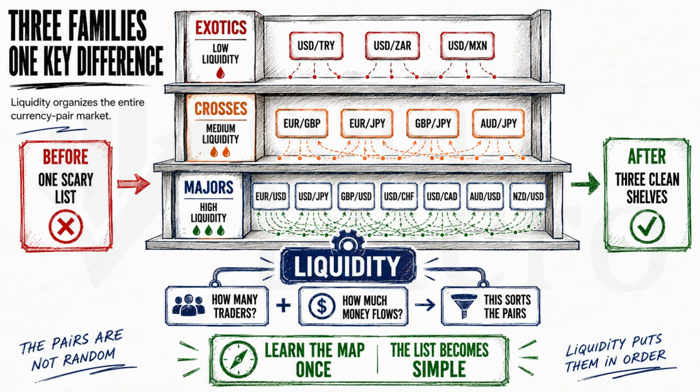So let's start with the good news, because it takes a lot of the fear out of that long list. Those pairs aren't thrown together at random. They actually sort themselves into 3 clean groups, and the thing that separates them is liquidity. Basically, how many people are trading them and how much money is flowing through. Learn this map once, and that scary list turns into 3 tidy shelves.